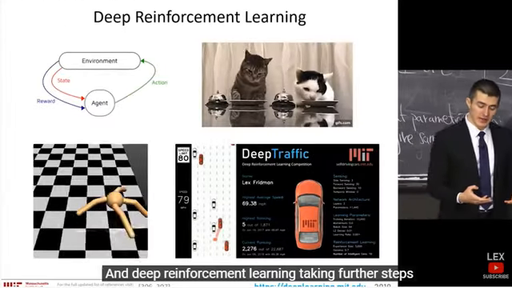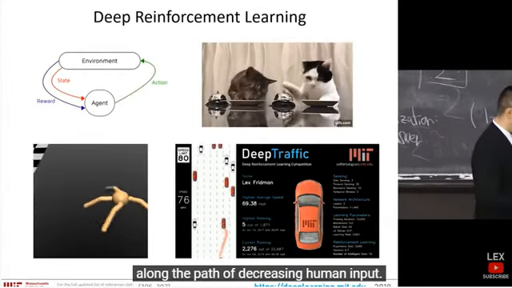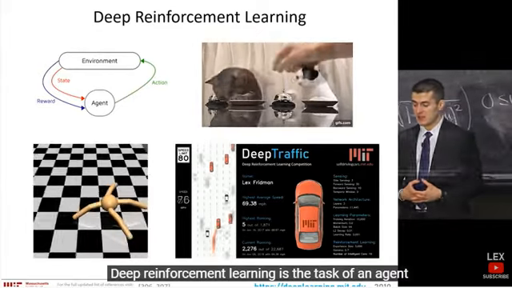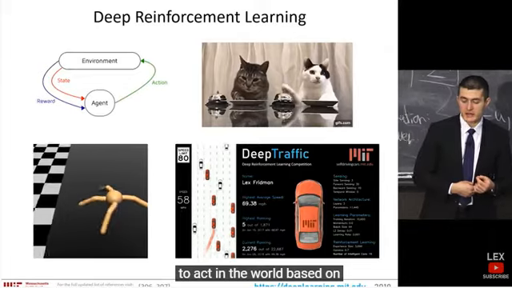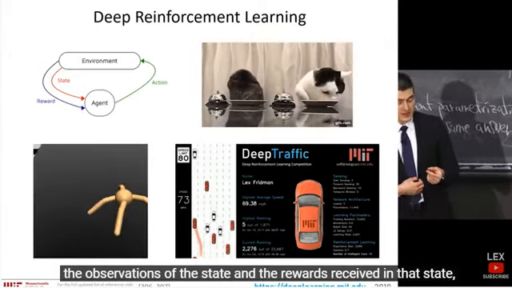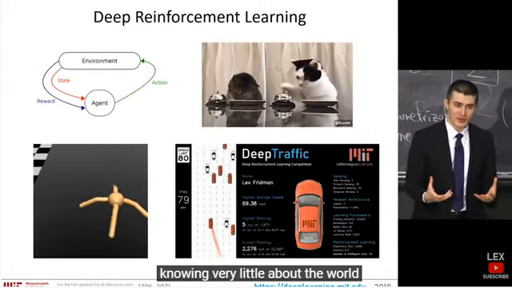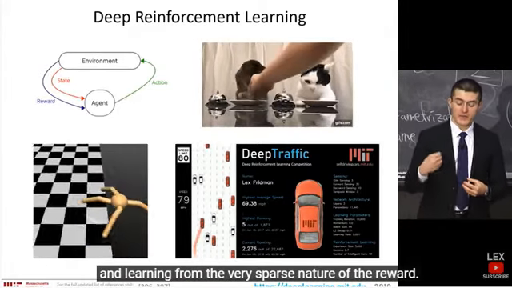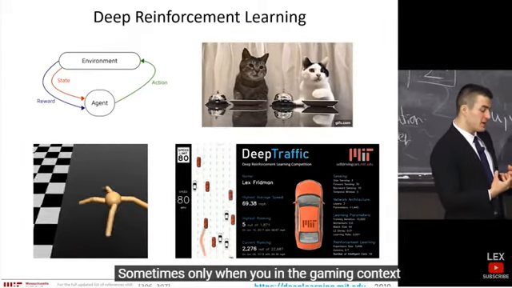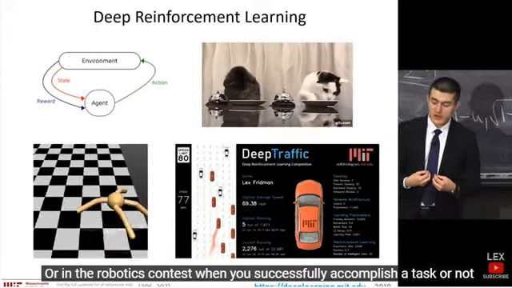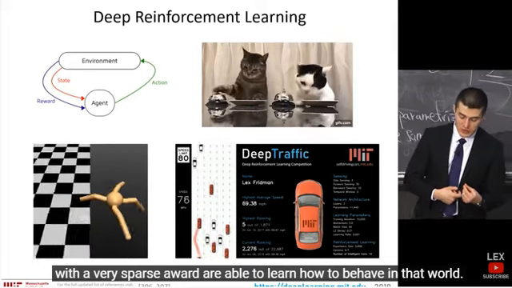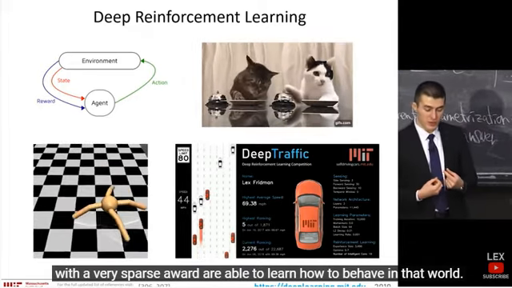And deep reinforcement learning, taking further steps along the path of decreasing human input, deep reinforcement learning is the task of an agent to act in the world based on the observations of the state and the rewards received in that state, knowing very little about the world and learning from the very sparse nature of the reward. Sometimes only when you, in the gaming context, win or lose, or in the robotics context, when you successfully accomplish a task or not, with that very sparse reward, I'm able to learn how to behave in that world.